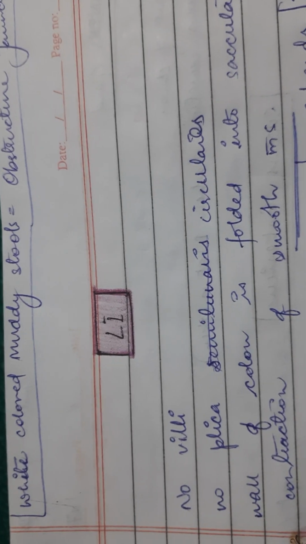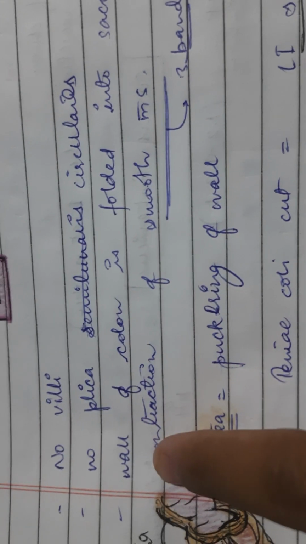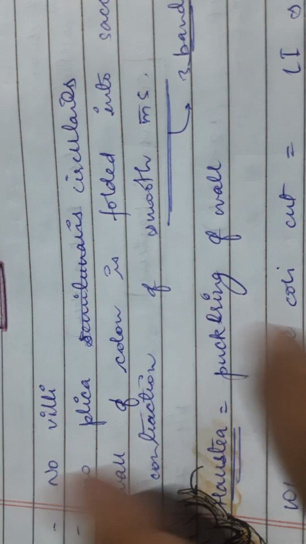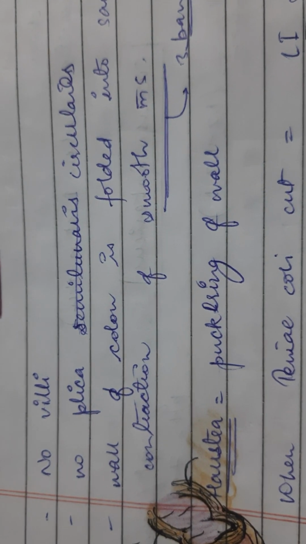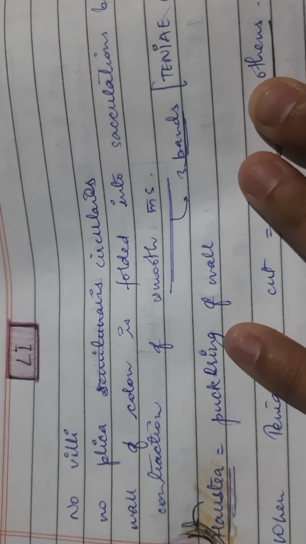Then large intestine. No villi are present here. No plica circularis. Plica circularis is present in the small intestine. Okay. Wall of colon is folded into saculations by contraction of smooth muscles.